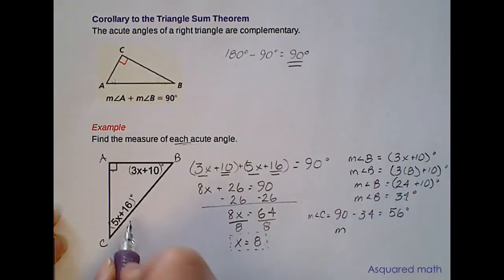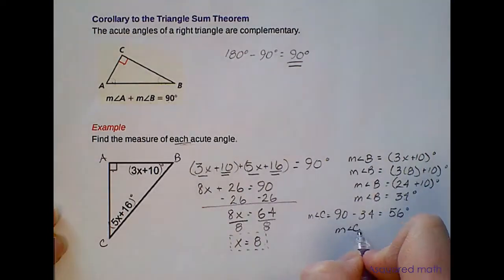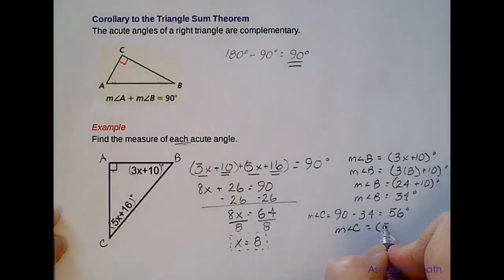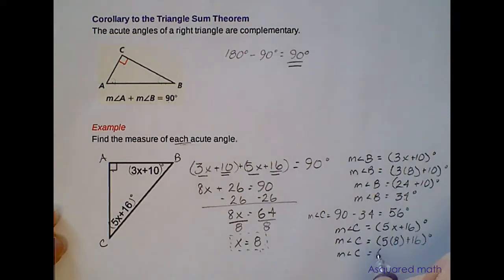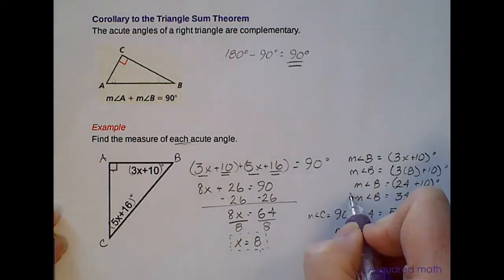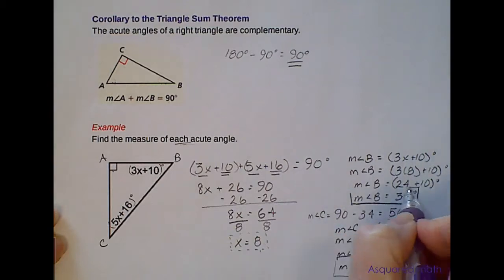Now applying the formula for angle C, we have 5x plus 16 degrees. Substitute in that 8 for x. We get 5 times 8 plus 16, which is 40 plus 16 degrees, or finally 56 degrees. And that matches up to what we came up with earlier, so that means our angle B has to be correct.